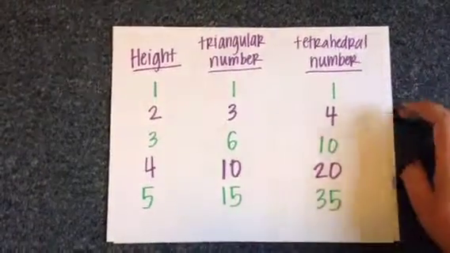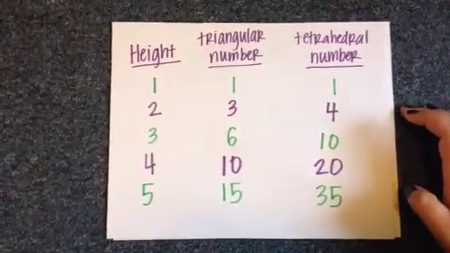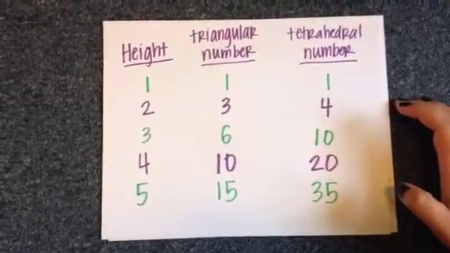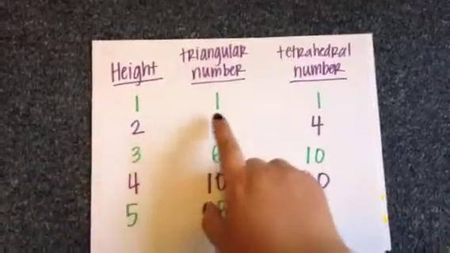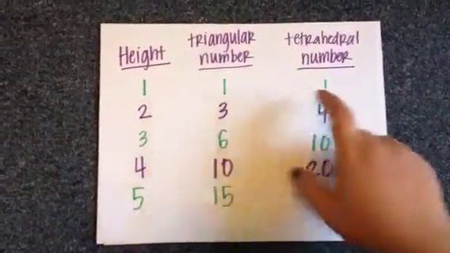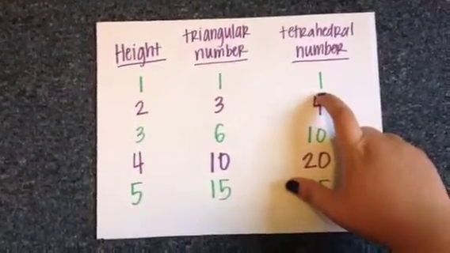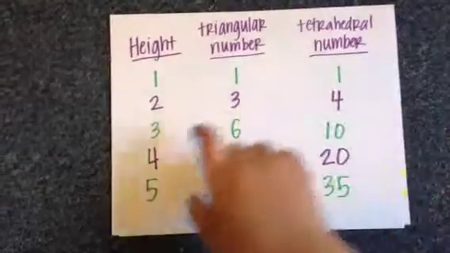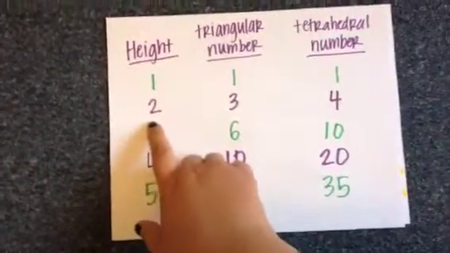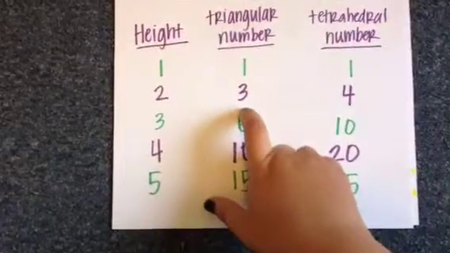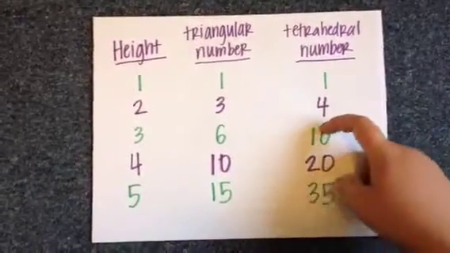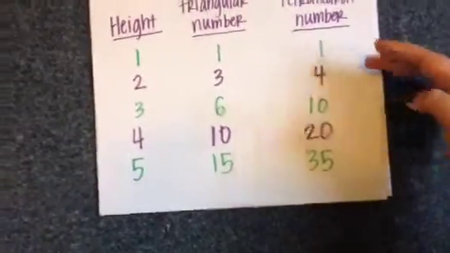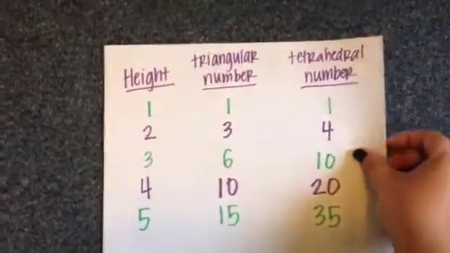Maybe it'll make more sense if we look at a table. So, if you were creating a tetrahedral with a height of 1, you would use only 1 dot, which would also result in only 1. But if you had a height of 2, your triangular base would be 3 with 1 on top of it, which would result in a tetrahedral number of 4, and so on down the chart.